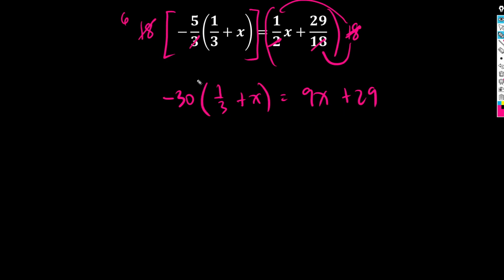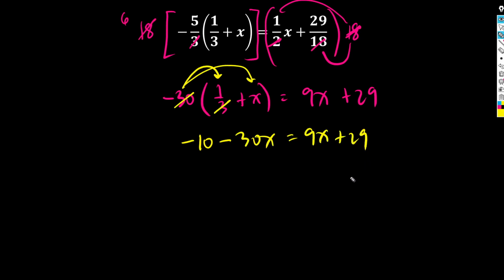O, next, let's do DPMA on the left. O, di ba? Madali siya kasi negative 30 times 1/3. So that leaves me with negative 30, and then you have a 3 at the bottom. Mag-cancel out ka diyan na common factor na 3, leaving you with negative 10 times 1. That's negative 10 minus 30x. Di ba? Equals 9x plus 29.